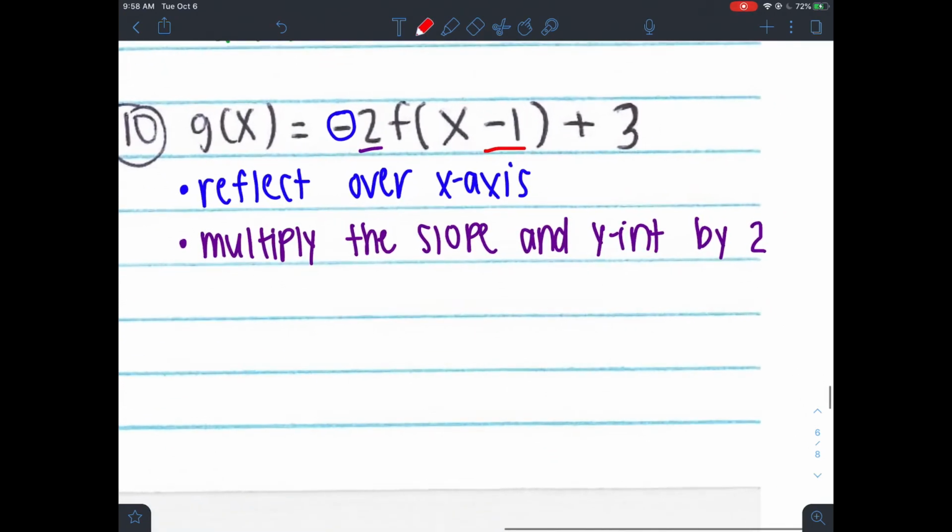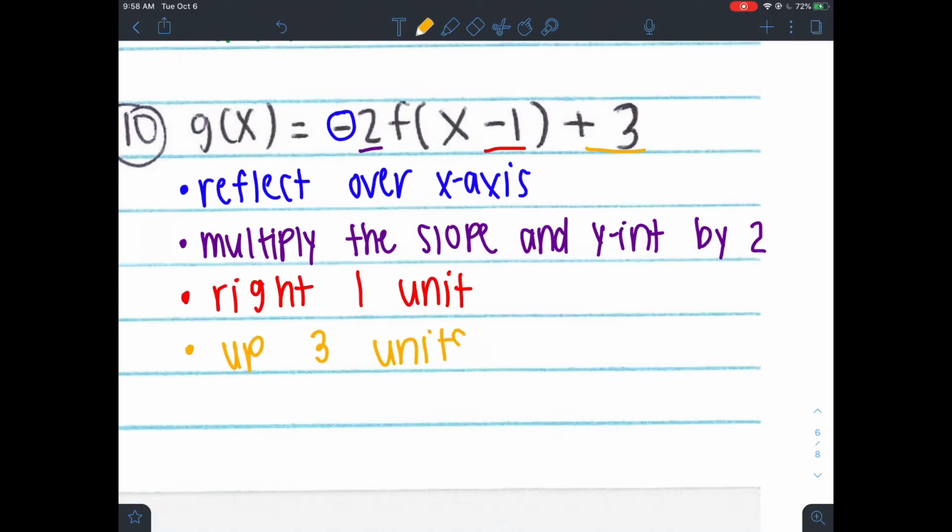When you're on the inside of the parentheses, you're moving side to side, and you want to think opposite. So the minus 1 is going to tell me that I'm going to go to the right 1 unit. And then lastly, the last thing I see is this positive 3 on the outside. Now when I see a plus 3 on the outside, I'm either moving up or down, and because it's positive, I would actually go up 3 units.